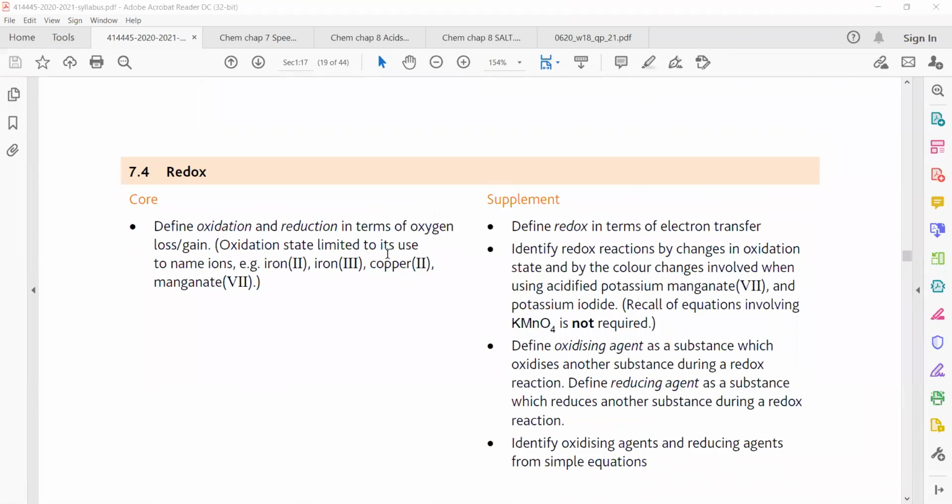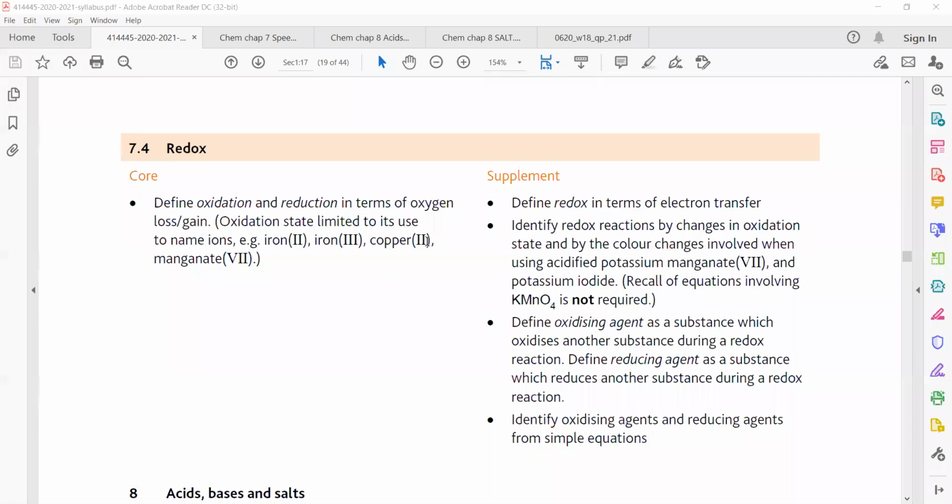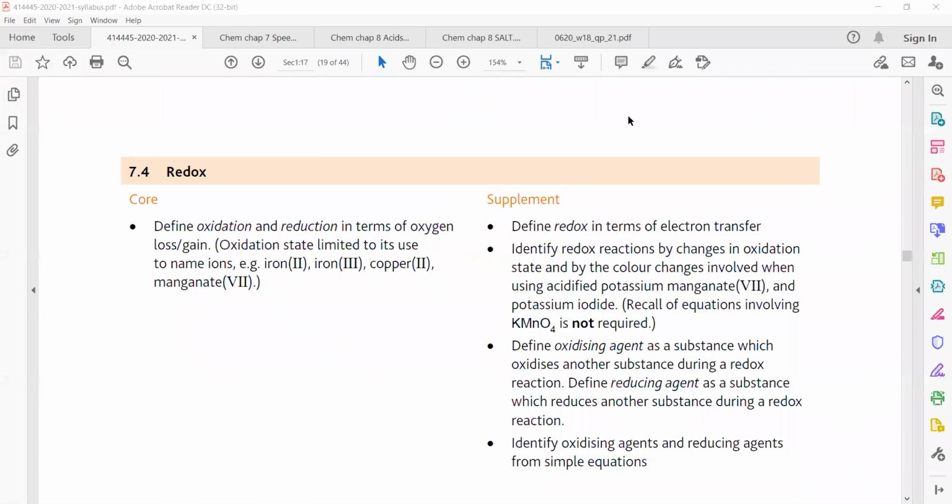Then redox reactions. The term redox means there is a loss or gain of electrons. So define oxidation and reduction. Oxidation you will define from OIL, and reduction from RIG. But you can see they ask oxidation and reduction in terms of oxygen. So in terms of oxygen, what is the meaning of oxidation? Addition of oxygen is called oxidation, and removal of oxygen is called reduction.